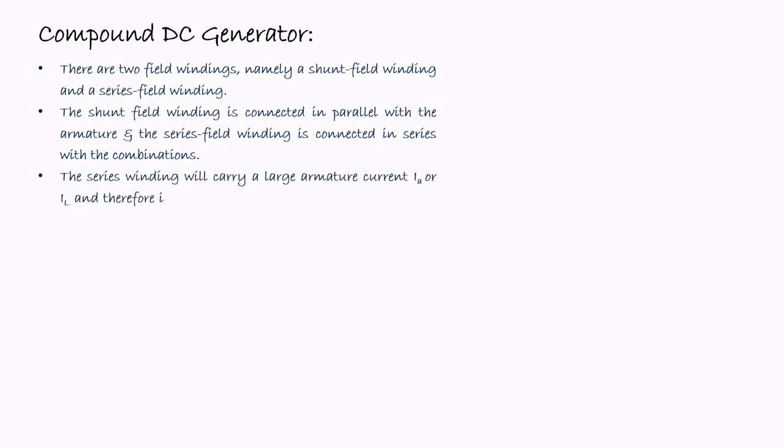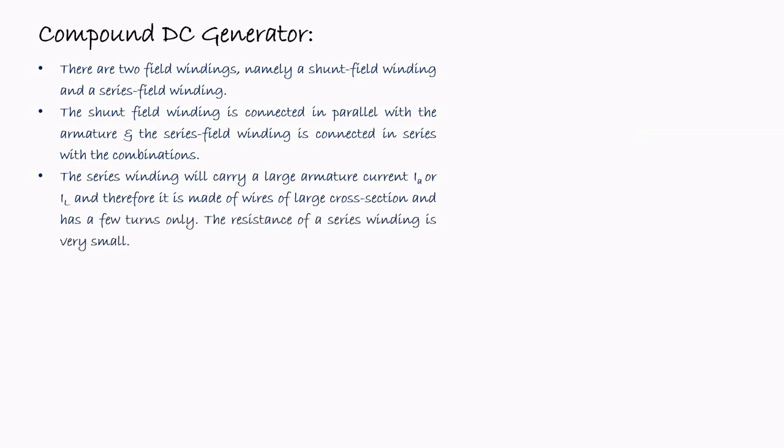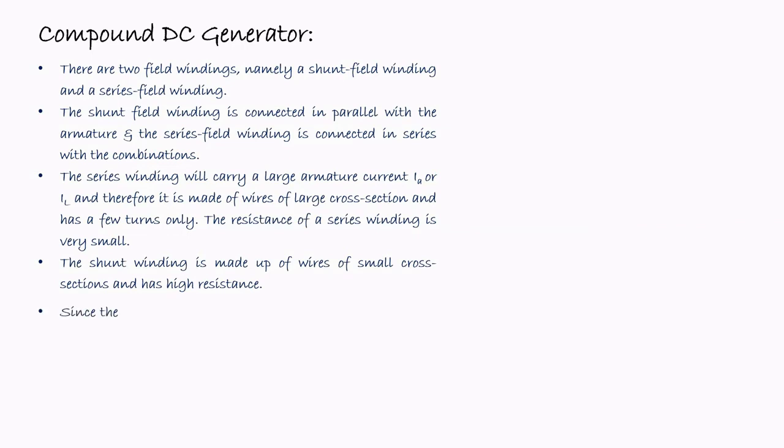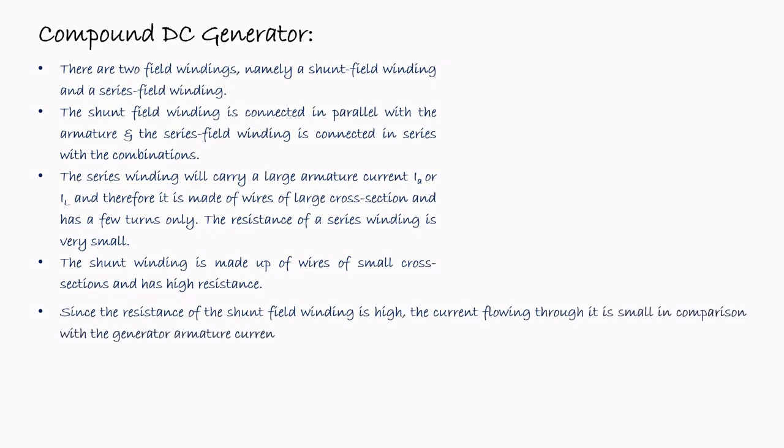The series winding will carry a large armature current, or IL. Therefore, it should be made of wire of large cross-section area and very few turns only. Therefore, the resistance of the series field winding should be very small. That is also what we have seen in case of series generator. The same concept is also used here. Whereas the shunt winding is made up of wire of small cross-section area and high resistance. Since the resistance of the shunt field winding is very high, the current flowing through it should be very small as compared to the generator armature current.